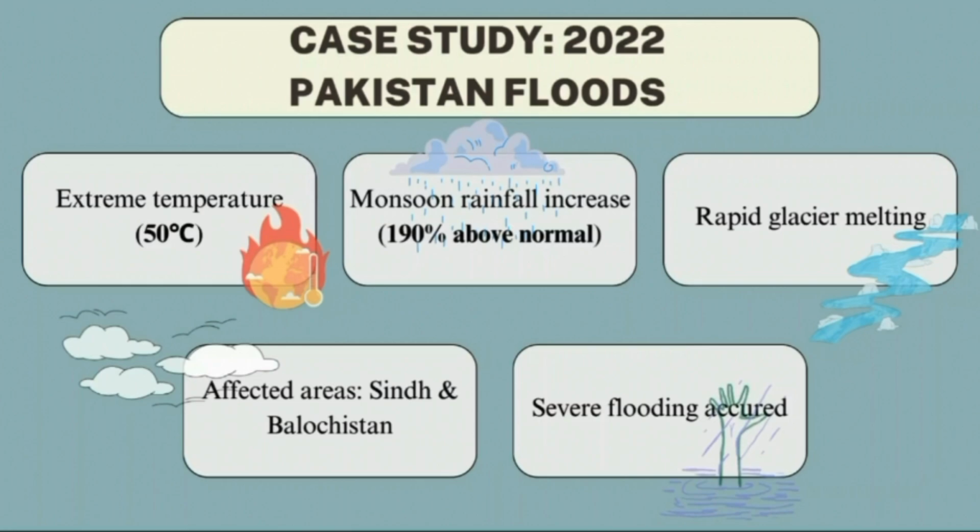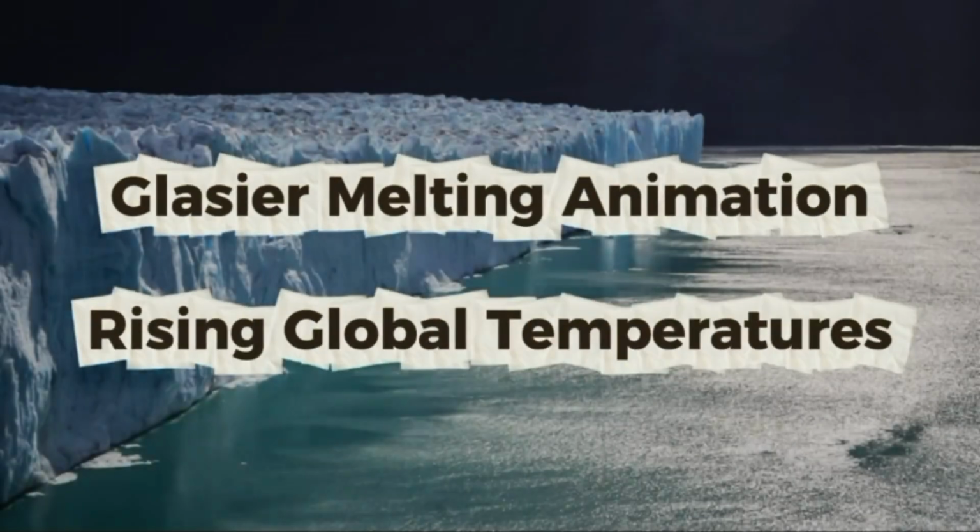First, temperatures reached up to 50 degrees Celsius, increasing the rate of water evaporation. Second, the monsoon rainfall was unusually intense, almost 190% higher than normal. And third, accelerated glacier melting due to global warming added even more water into the system. The combination of these factors led to a massive accumulation of water, resulting in severe flooding in regions such as Sindh and Balochistan.